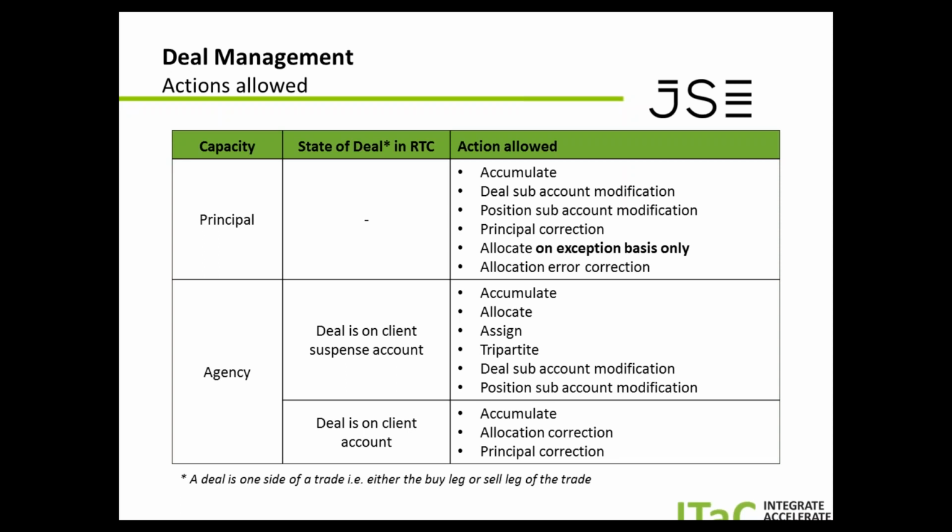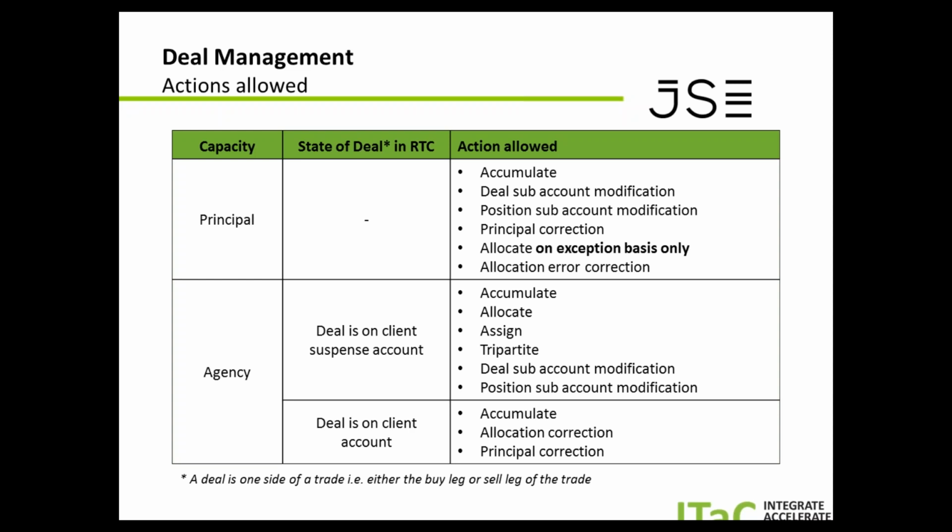Right, then deal management. Lastly, just the actions allowed on deal management, depending on your capacity again. So any principal deal that's sitting with a state or a flag of principal in RTC or in the trading in the clearing engine, you can accumulate. You can do a sub-account modification. You can do a position sub-account modification. You can do a principal correction. You can allocate only on an exception basis.